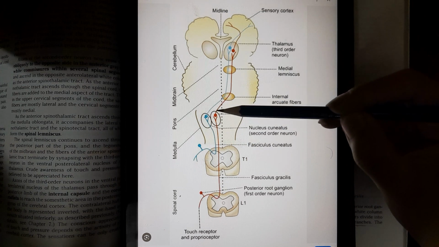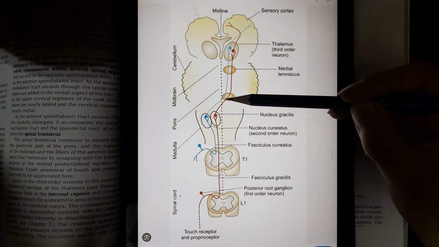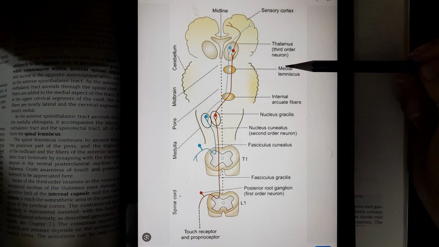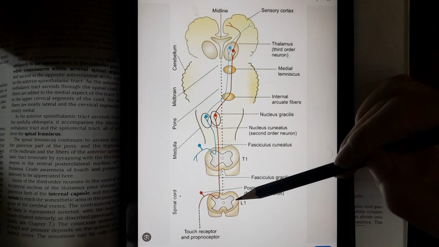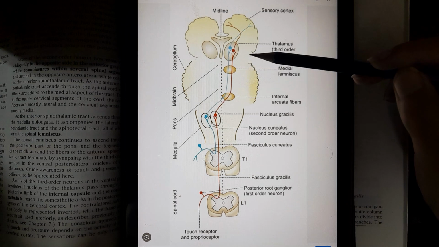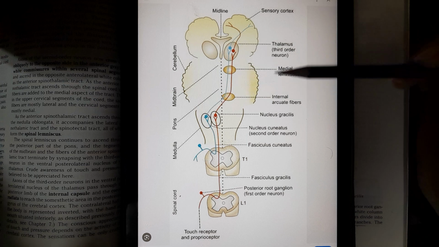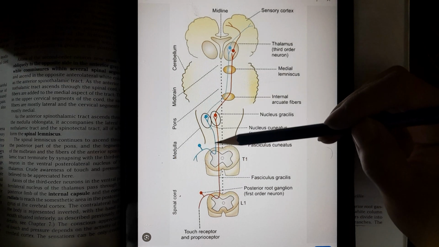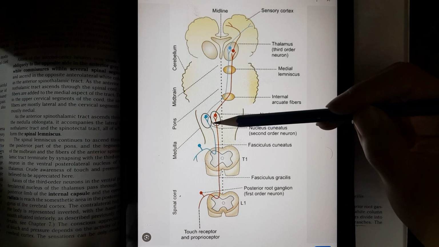And when they cross over, they are known as the internal arcuate fibers. The internal arcuate fibers will go upward and they will be connected together and form the medial lemniscus. Another lemniscus that we studied was the spinal lemniscus, formed by the anterior and the lateral tracts combined. It was on the lateral side, whereas on the medial side we have the medial lemniscus. And how is it formed? The fasciculus gracilis and cuneatus come to the medulla.